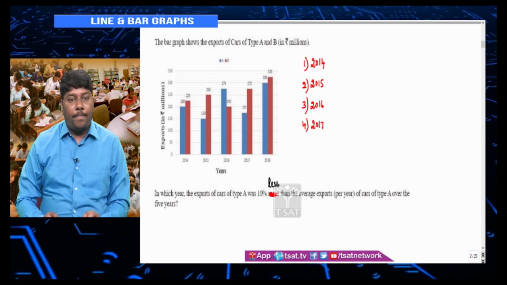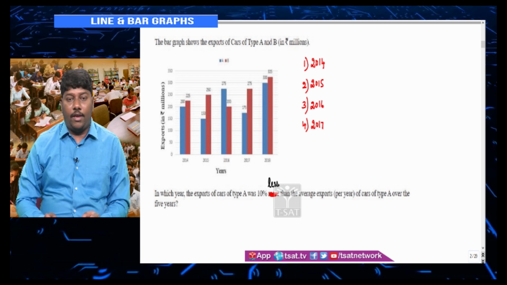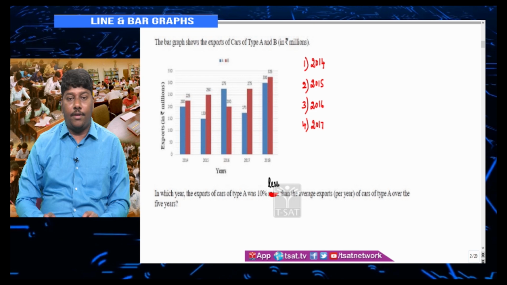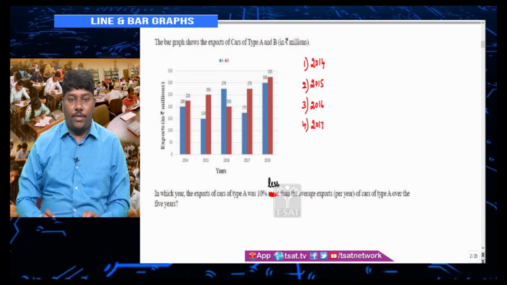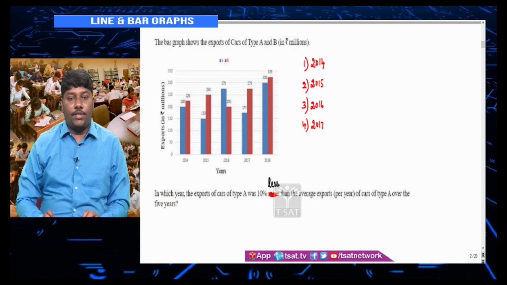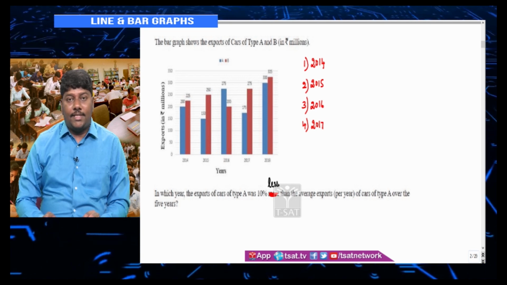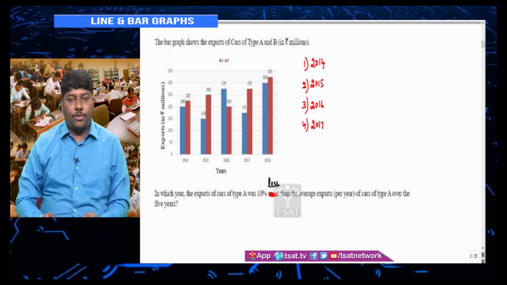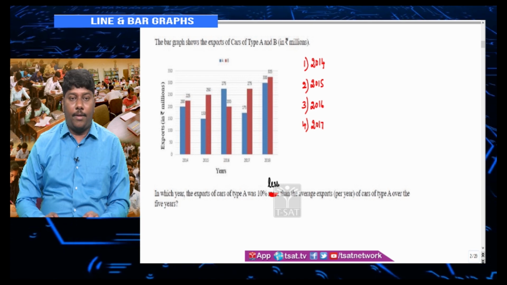The next one: in which year were the exports of cars of type A 10% less than the average exports per year of cars of type A over the 5 years? So over the 5 years, if you find the average, I want 10% less than the average. Which year is he asking? In which year are the exports 10% less than the average exports of all the years compared?